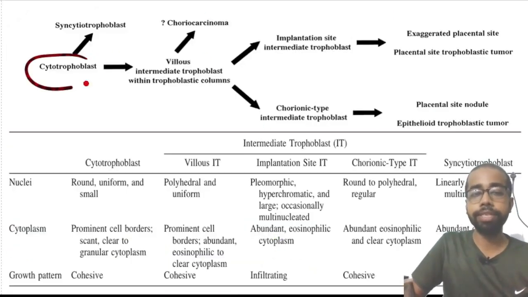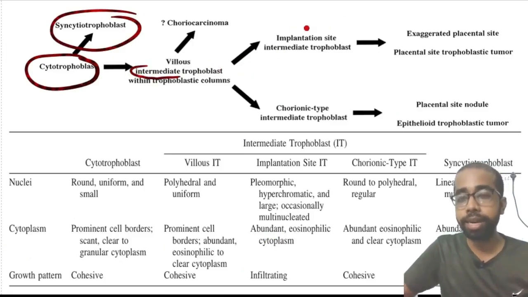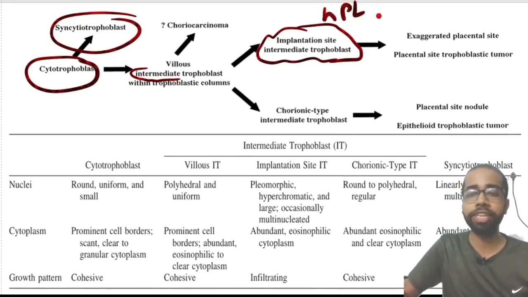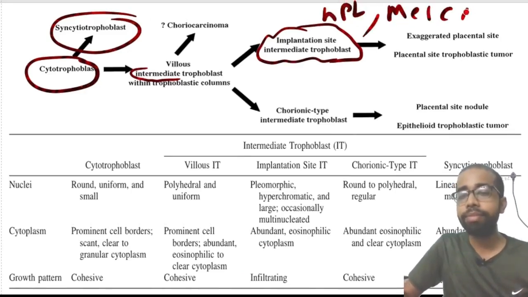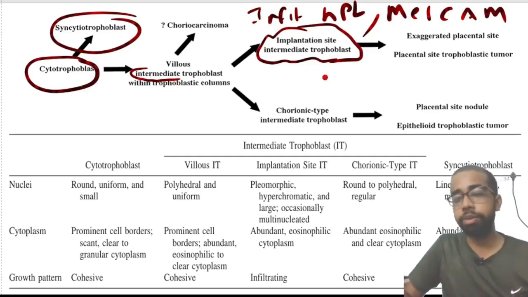We have cytotrophoblast, in situ trophoblast, everyone knows, right? But in case of intermediate trophoblast, we have implantation site. Which IHC positive? Yes, HPL. Perfect. What else? Which IHC? MELCAM. Right? And are they infiltrative or circumscribed? Infiltrative. You know that, right? Are they infiltrating the vessels? Yes, they are infiltrating the vessels. I will show you the finding there.